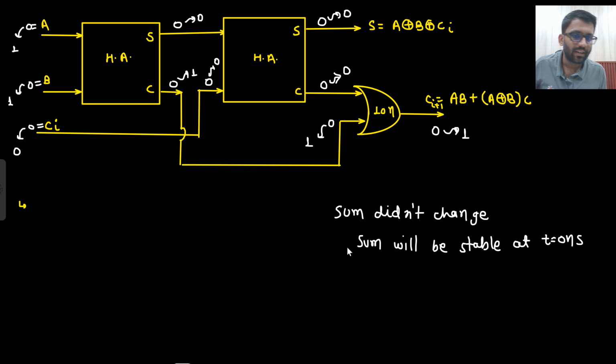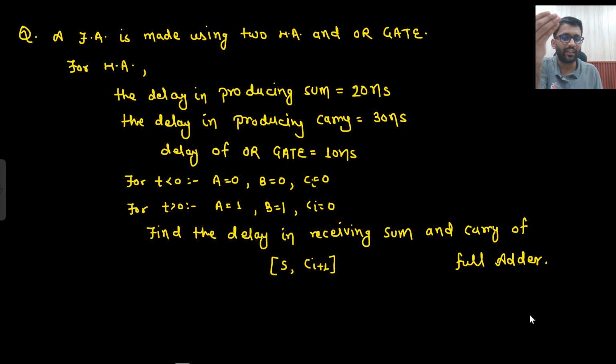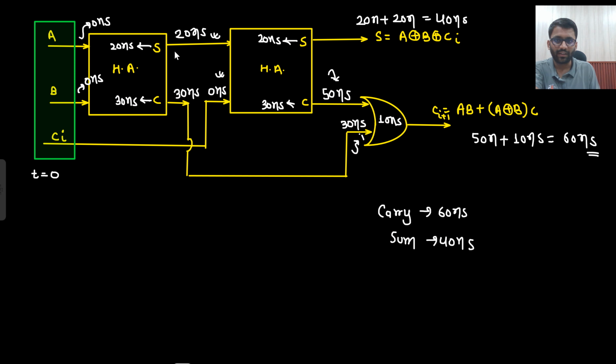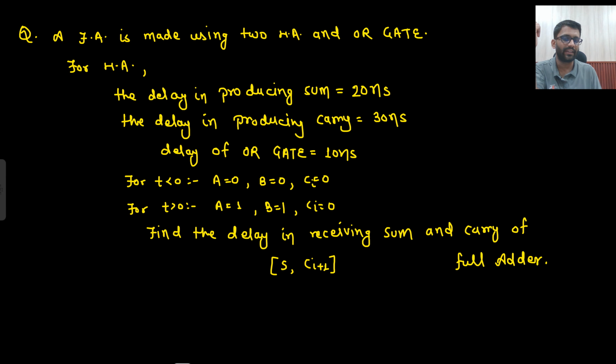So if they are asking how much time it takes to receive the sum, you will say 0 nanosecond, because it never changed. For t less than 0 as well it was 0, for t greater than 0 as well it is 0 only. The sum did not change. So this is the important point. If you had done it in this manner, you would have got a 40 nanosecond answer, but that is wrong.